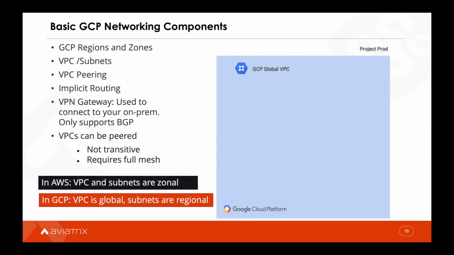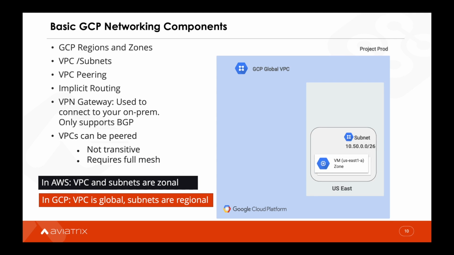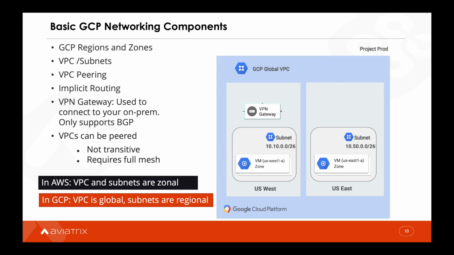Let's take a look at the basic GCP networking components. So we talked about the project, we talked about the VPC. By default, when you create a VPC, that's global in nature. There is no knob which you turn on or off that will make it a global VPC or whatnot. And then you can actually create different subnets. You can define your virtual machines in the subnets or in different regions.